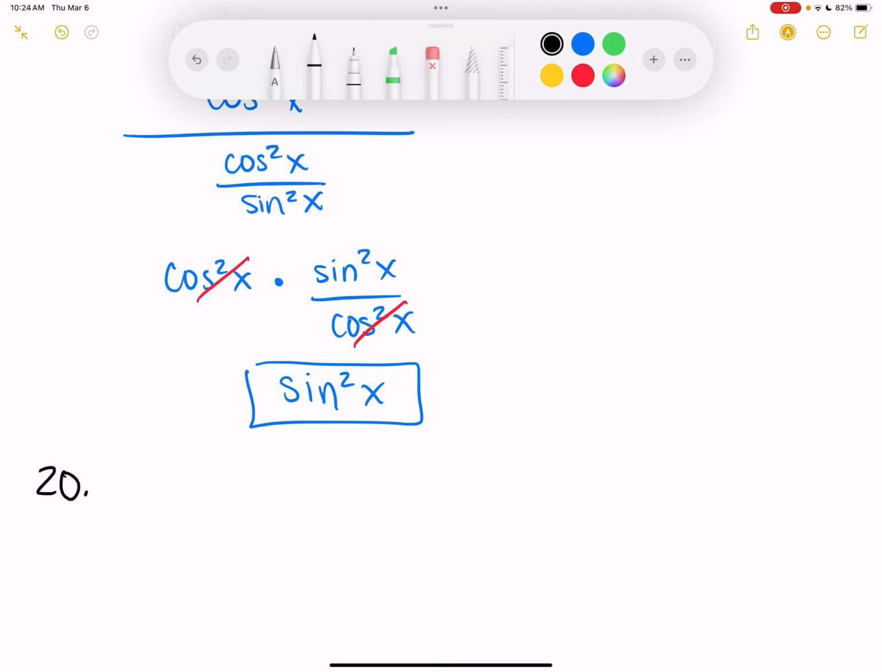I'm gonna make it 8th grade. All right, 20. These are getting a little harder. Cosecant squared of x minus cotangent squared of x over sine of minus x times the cotangent of x.